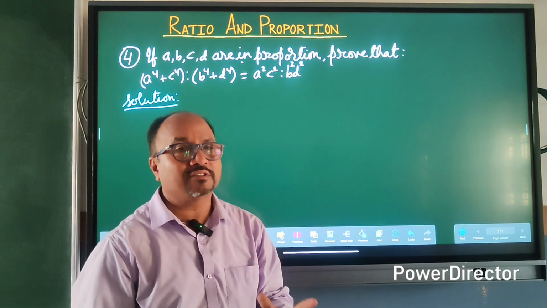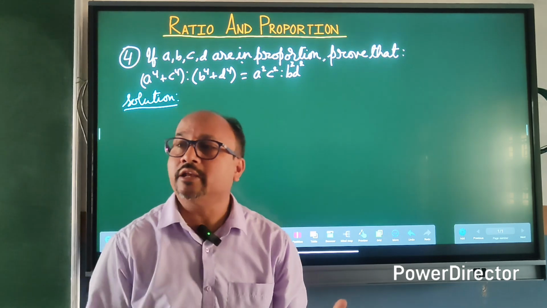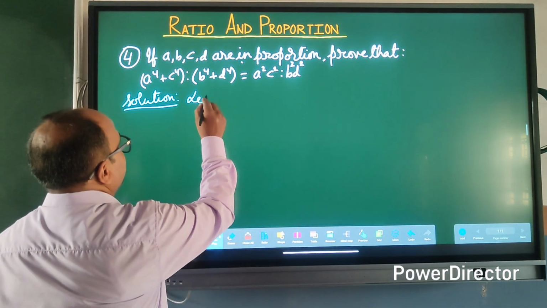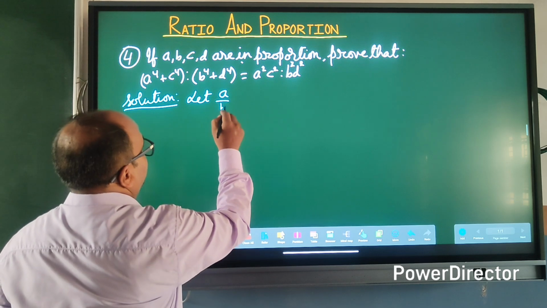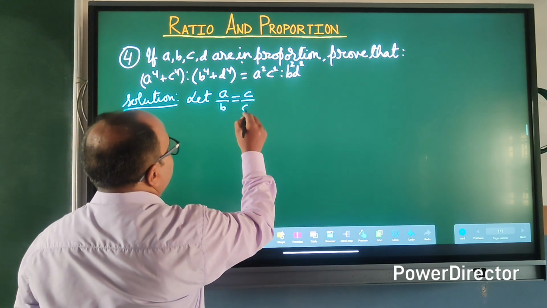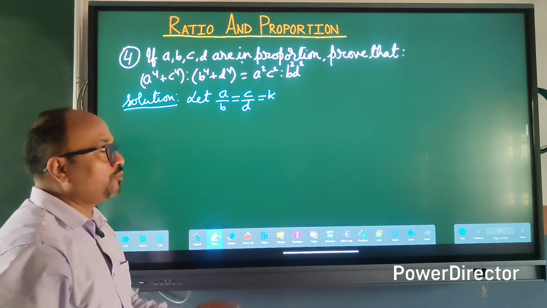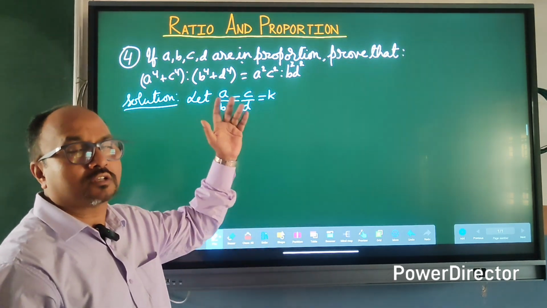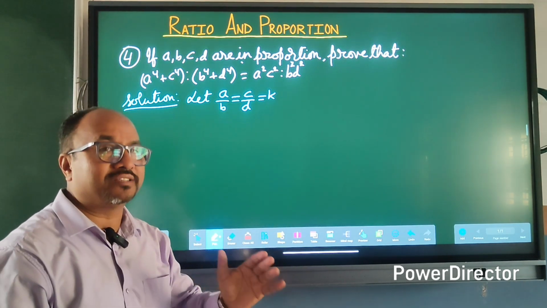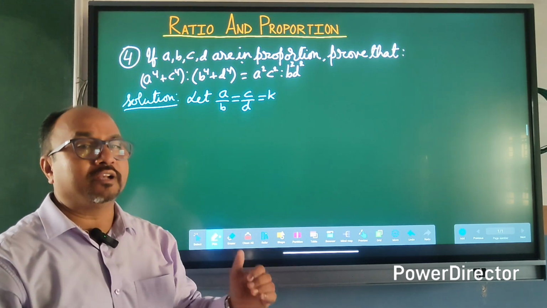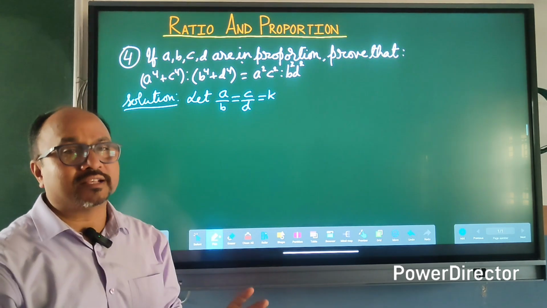Now the question gives us information that A, B, C, D are in proportion. So we will relate it in this way. Let A by B equals to C by D is equals to K. We were able to write it in this way because A, B, C, D are in proportion means A is to B can be written as A by B and proportion can be written as equal to and C is to D as C by D.